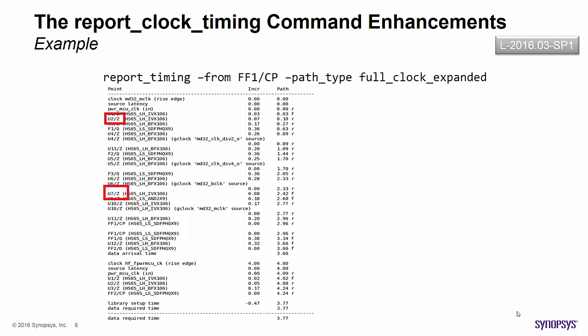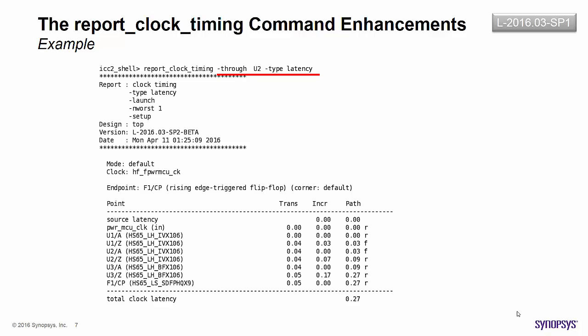Here is the example for report_timing from the FF1 CP, with path type clock expanded. You can see U2, G and F1, two generated clock sources, and U7G here. When you do report_clock_timing through U2 with type latency, you can see clock latency information even though this is not a constrained path.